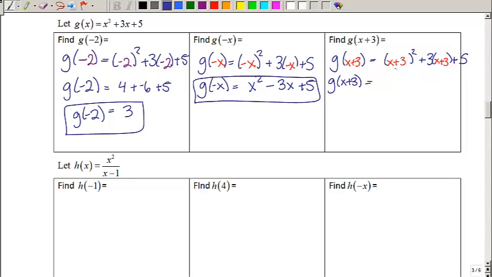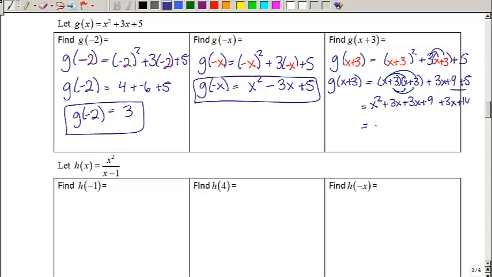When you square a binomial, don't forget that you have to either know your perfect square trinomial formula in your head, or you should write it twice and distribute. Because x plus 3 squared means x plus 3 times itself, x plus 3. You can find those last like terms there.